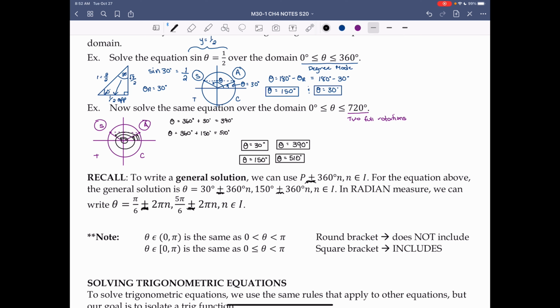And then a note here in terms of how we write the domain for theta. We can write theta is an element of (0, pi). This is the same as 0 is less than theta is less than pi. So rounded brackets mean we don't include the endpoints, but we include everything in between them. Or if we write theta is an element of [0, pi), this is like saying 0 is less than or equal to theta, which is less than pi. So square bracket means we're including the 0, round bracket means we're not including the pi.